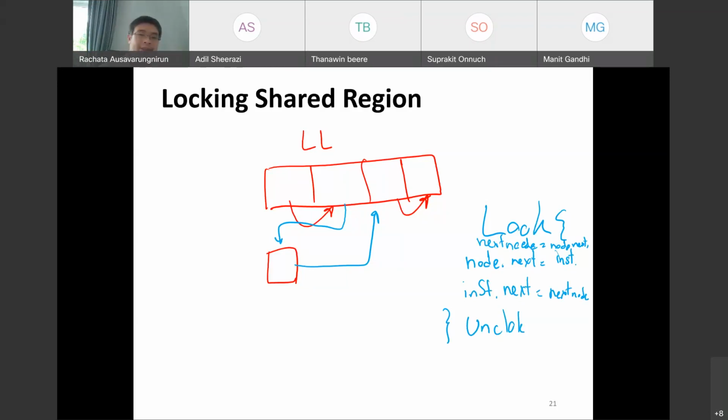So let me ask you this question. This is 3 lines of code, right? I first create a temporary variable to store the location of that node, this one. Do I need to lock this line, or can I move my lock here? Should I put a lock at line 1 or line number 2? So if I move the lock to line number 2, will it be correct?